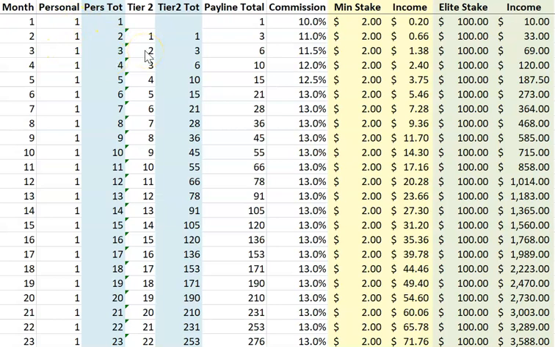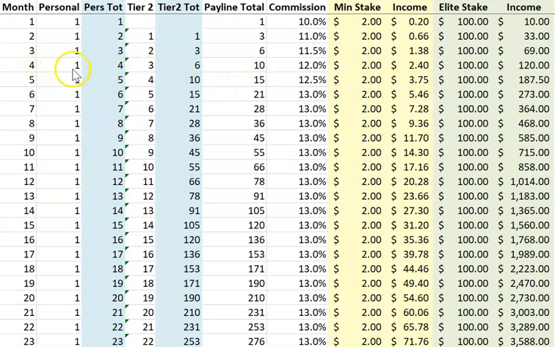People that you've introduced now, you have 2 personal introductions and they are each introducing 1, so that's another 2 they've introduced, plus the one that they introduced last month, that's 3, so you now have a total of 6 people in your pay line. Commission has increased again to 11.5%. If they're all at the minimum level of $2, you're now making $1.38. If they're all at the maximum level, you're now making $69 a month. This is in just 3 months, just one person that stakes each month.